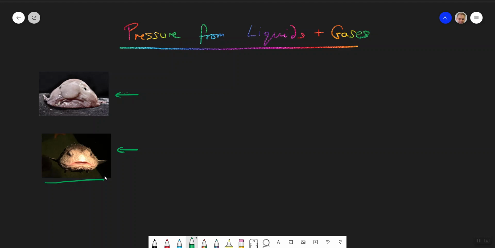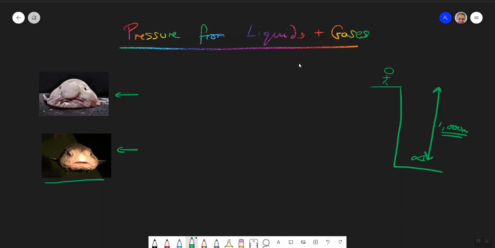Now, the reason that it looks like this top one is that this top one has been caught and taken up to the surface. How far does it normally live? Well, if you are sort of here, living on the land, the blobfish is somewhere around about 1,000 meters down. And at that depth, the pressure that it experiences is a lot greater than what you experience.